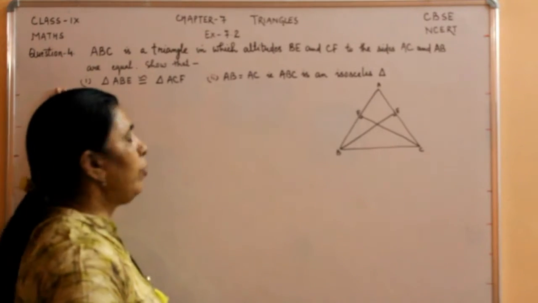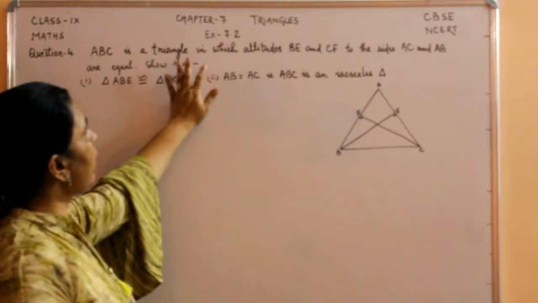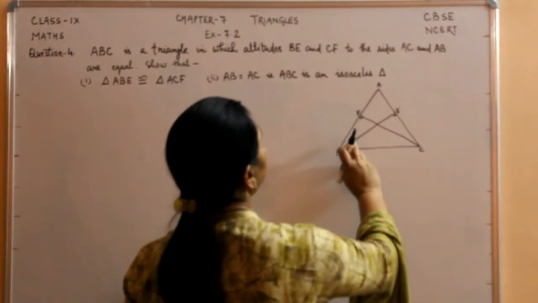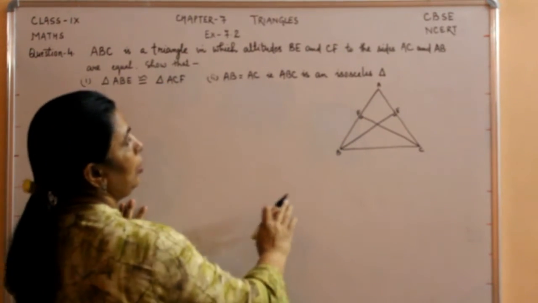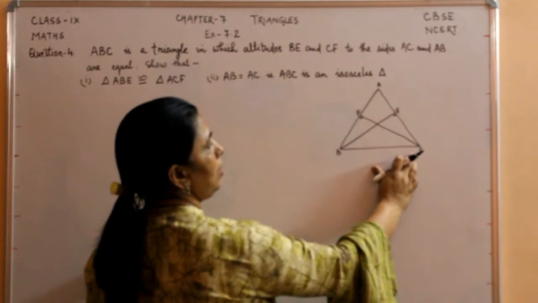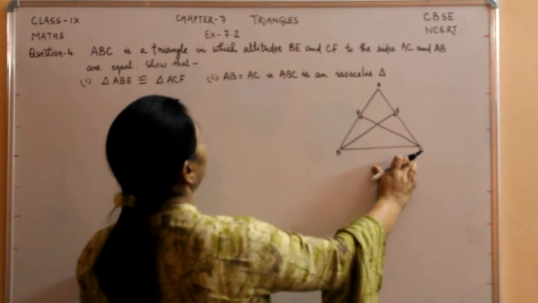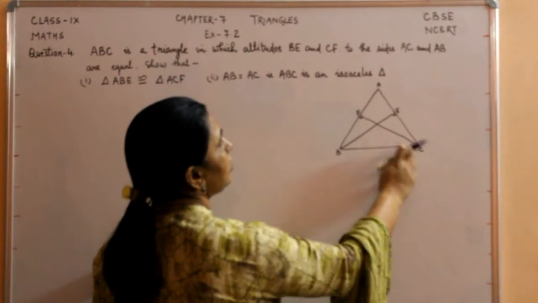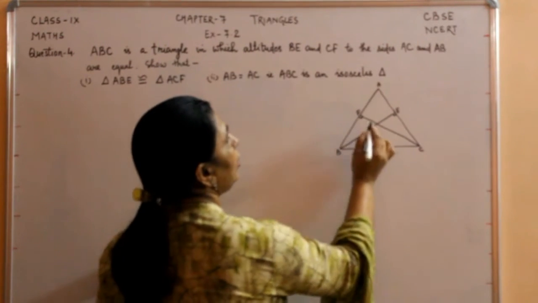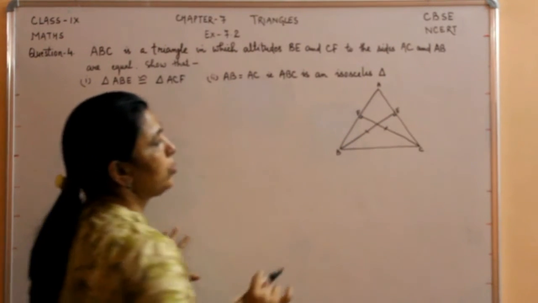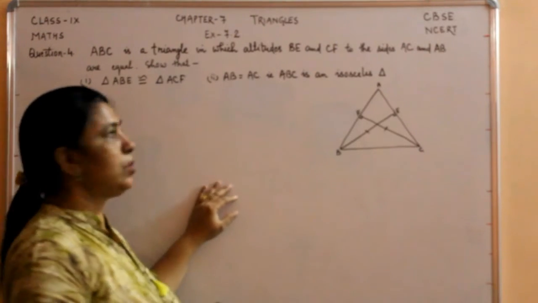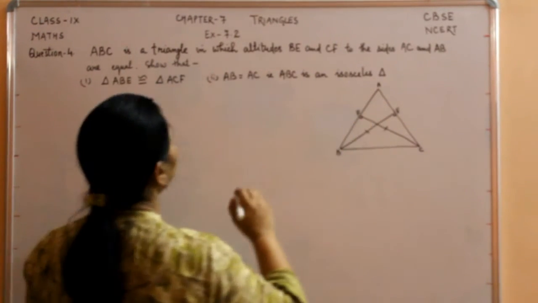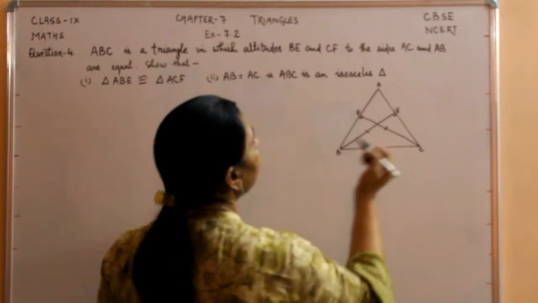Now coming to question number 4. ABC is a triangle in which altitudes BE and CF to the sides AC and AB are equal. So in this given triangle ABC, the altitudes BE on the side AC and CF on the side AB are equal. We have to show that these two triangles are congruent and that AB is equal to AC.